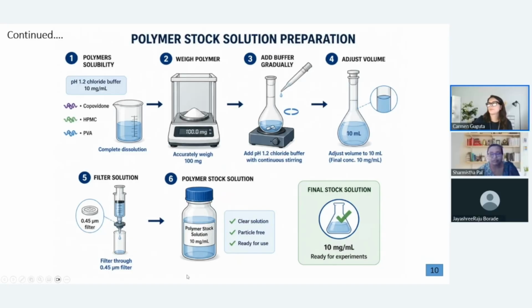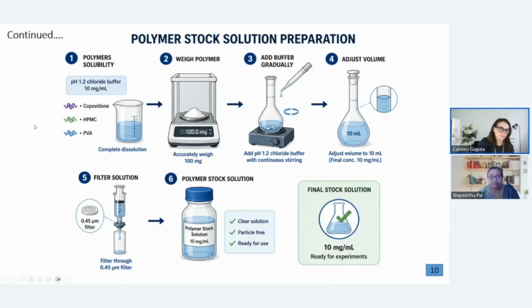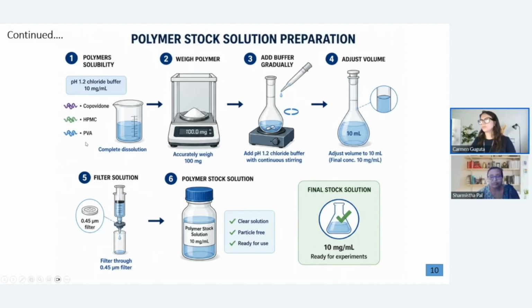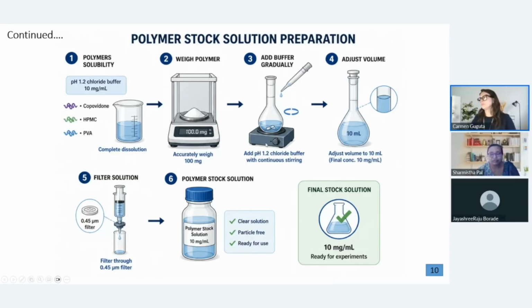Now let's move on to the polymer stock solution preparation, which plays an important role in the system. First, we began with polymer solubility testing using a pH 1.2 chloride buffer. The polymers used here include copovidone, HPMC, and PVA, as shown in the slide. Each polymer is tested to ensure it completely dissolves in the buffer, forming a clear solution.